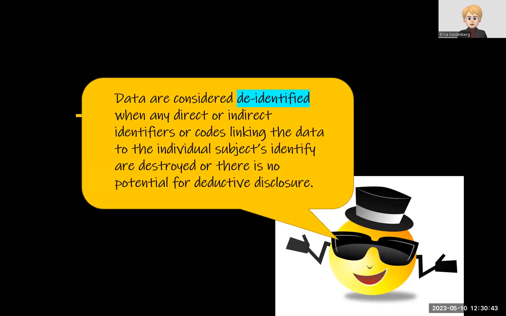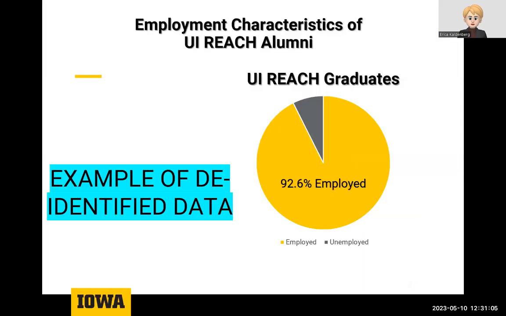De-identified, what does that mean? Our little friend here kind of gives us a definition. Take a minute to read it. So basically, de-identified means that all names are removed so that there is no way to figure out exactly who it is we're talking about. So here's an example of de-identified data. You do not see anybody's name.